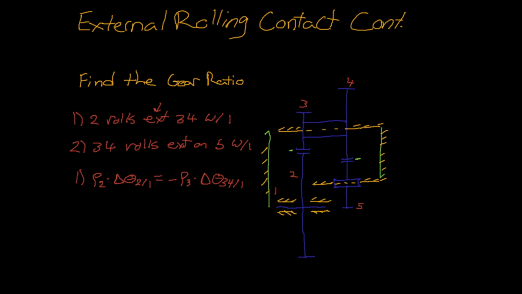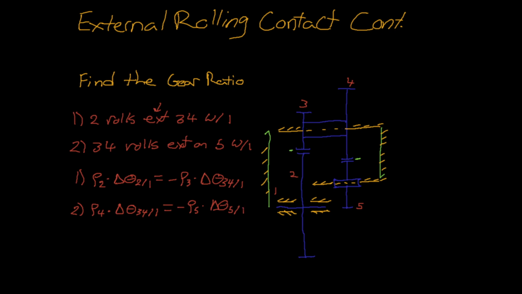And in equation 2, gear 3, 4 has a radius of ρ4 where it meshes with 5. So we multiply that times the change in the angle of gear 3, 4 with respect to arm 1, which is the ground. And that's equal to a negative, because it rolls externally with 5, ρ5, the radius of 5, times the change in the angle of gear 5 with respect to the arm 1, which is the ground.